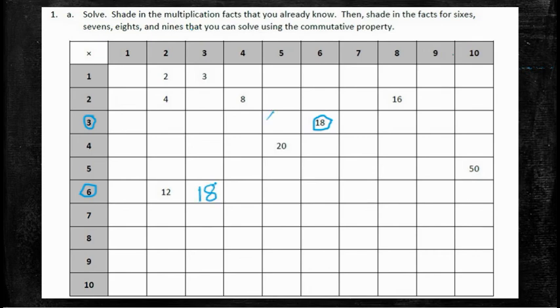Good job. So we know that we can use commutativity to solve many new facts and fill in the products on the chart. On the chart, write the products for all the facts that we've already studied. Then fill in those that you can solve using commutativity.